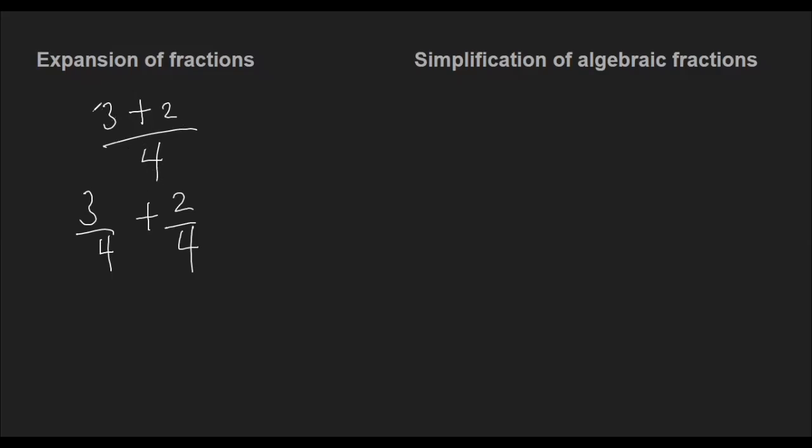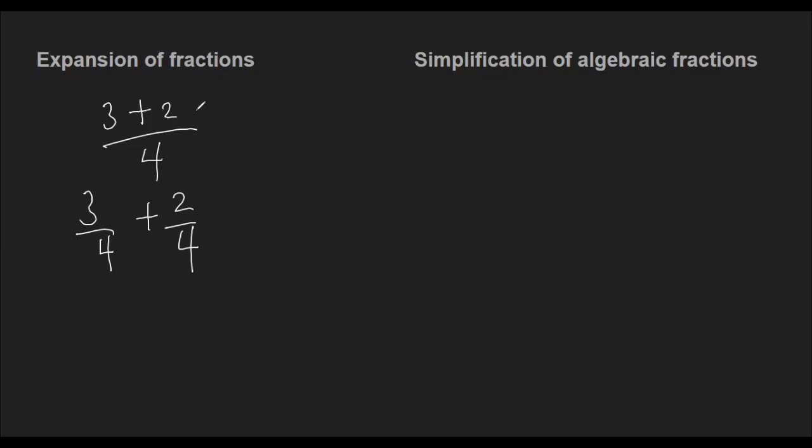So it doesn't matter how many operations you have at the numerator. Let's say you have 3 plus 2 minus 4. Each of those numbers is still going to be divided by the denominator. Do you understand?